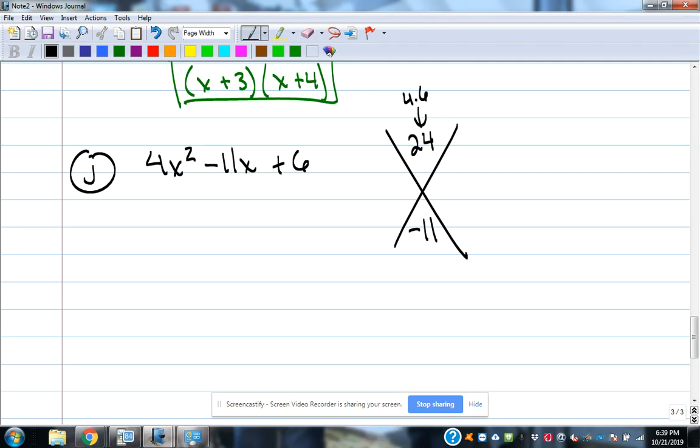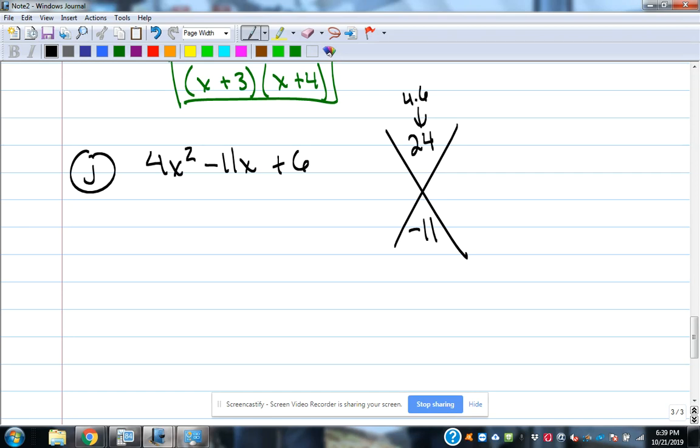So let's think about the things that multiply to be 24. 1 and 24. Is there any way that that's going to make 11? No. Okay. So let's keep going. 2 times 12. That's closer. If I did negative 2 and negative 12, that multiplies to be positive 24, but that adds to be negative 14, which is close, but not the right ones. Okay. So 2 and 12 doesn't work.